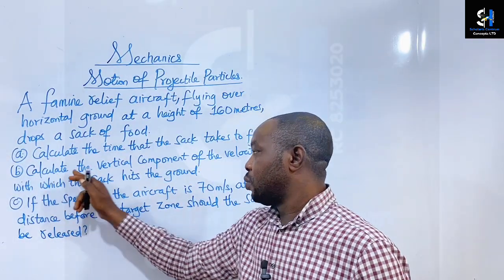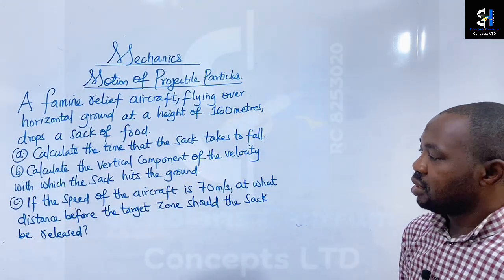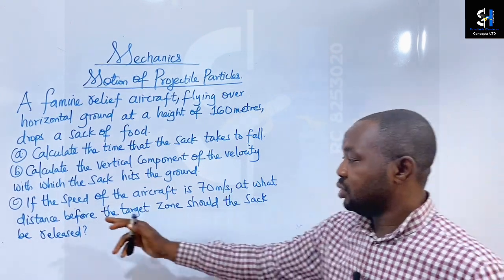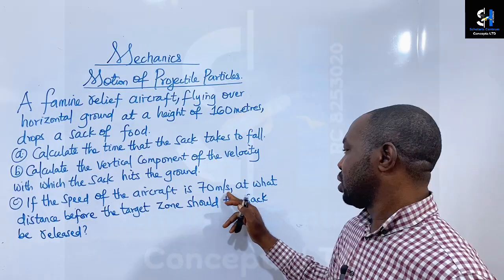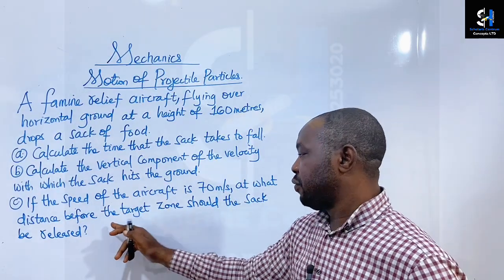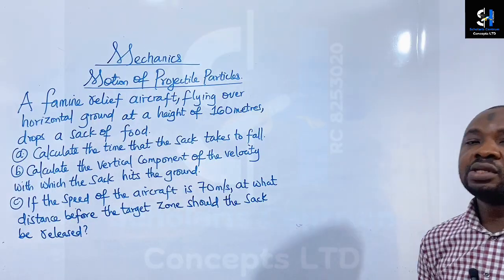Now B, calculate the vertical component of the velocity with which the sack hits the ground. Then C, if the speed of the aircraft is 70 meters per second, at what distance before the target zone should the sack be released?